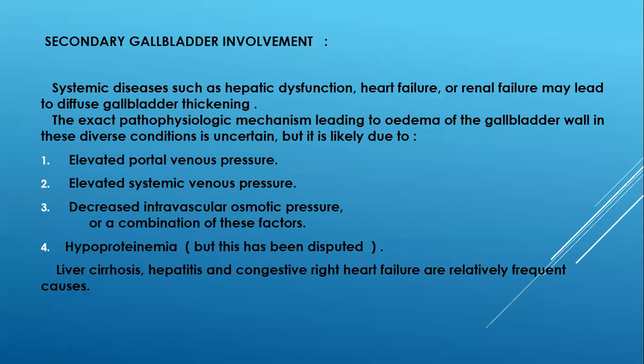Secondary gallbladder wall involvement. Systemic diseases such as hepatic dysfunction, heart failure, and renal failure lead to diffuse gallbladder thickening. The exact pathophysiologic mechanism leading to edema of the gallbladder wall in this diverse condition is uncertain, but the causes may be elevated portal venous pressure, elevated systemic venous pressure, decreased intravascular osmotic pressure, or a combination of these factors. Fourth, the hyperproteinemia hypothesis is disputed. Liver cirrhosis, hepatitis, and congestive heart failure are relatively frequent causes.